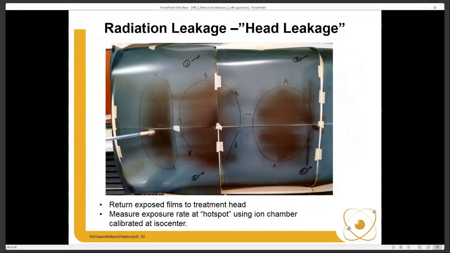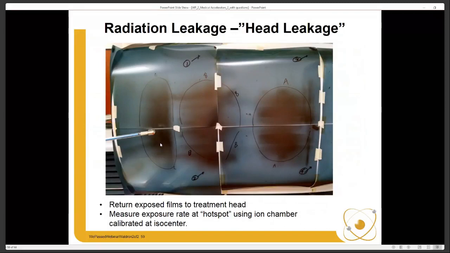So there's the films. Now there's the mapped field, and you can see we've got three hotspots. These correspond roughly to where the three bends are in the slalom bending magnet. So what I'm going to do is take my ion chamber with a buildup cap, which I have cross-calibrated with the dose at isocenter. I'm just going to put it near each of these and measure the exposure rate here, and then estimate what it's going to be at a meter from there. And hopefully, they're going to be less than 0.1%.